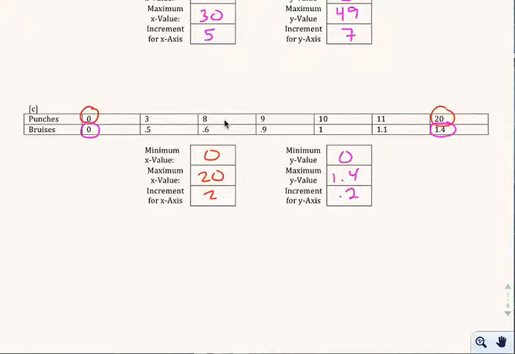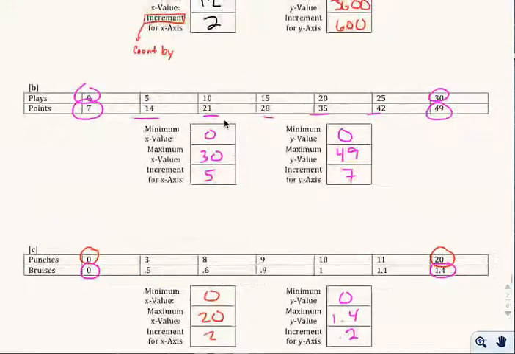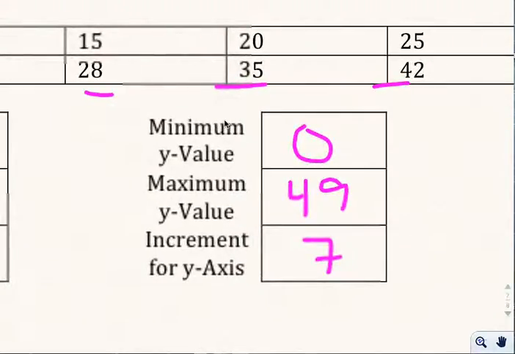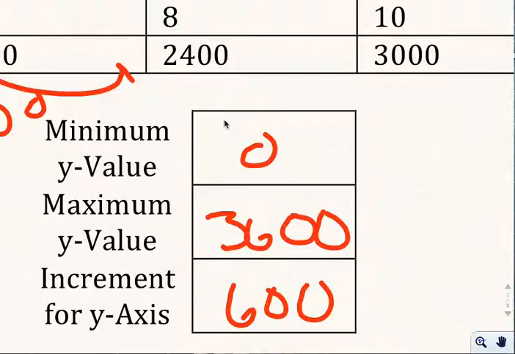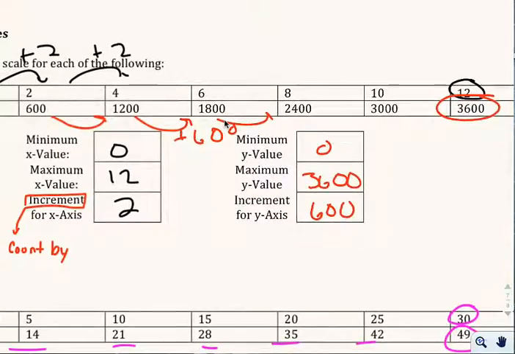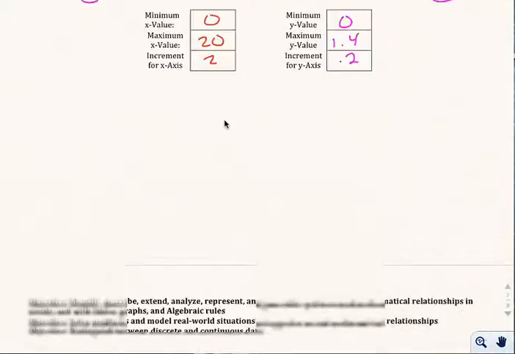So again, it's all about mixing in what you see as your biggest and lowest and acknowledging if I have to get to 300, I'm not going to count by 1s. I'm going to count by like 50s. If I have to get to like 49, okay, if I can count by 7s to get there, I'm going to count by 7s. If I have to get to 3,600, I'm not going to count by 1s or 2s or even 100s. I'm going to count by something much bigger, in this case 600, okay? So that's what it means to scale your axes.